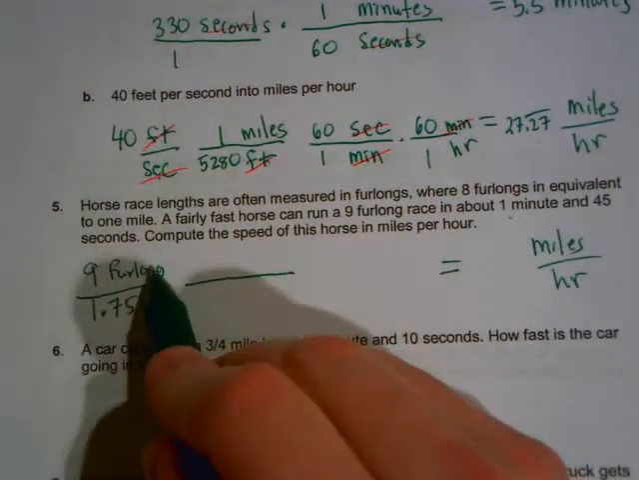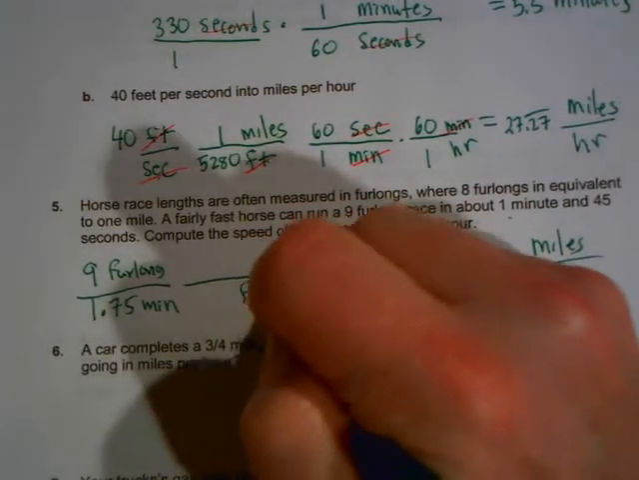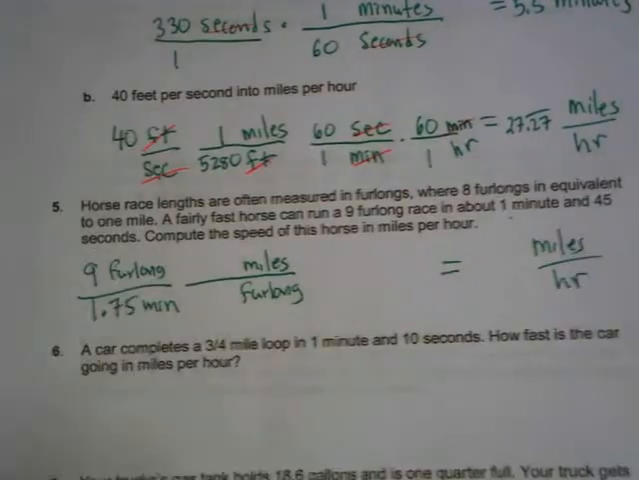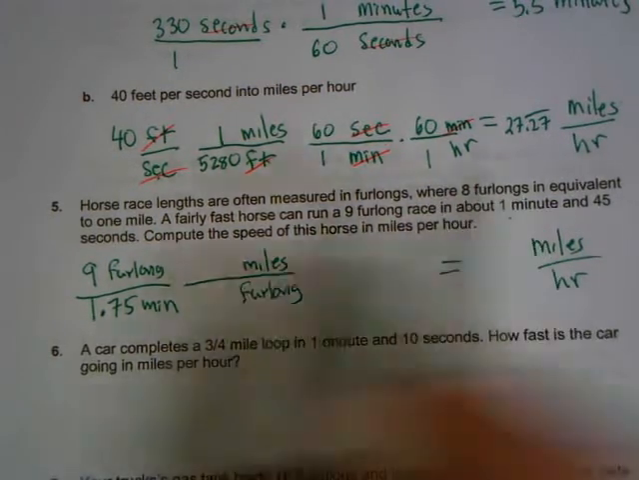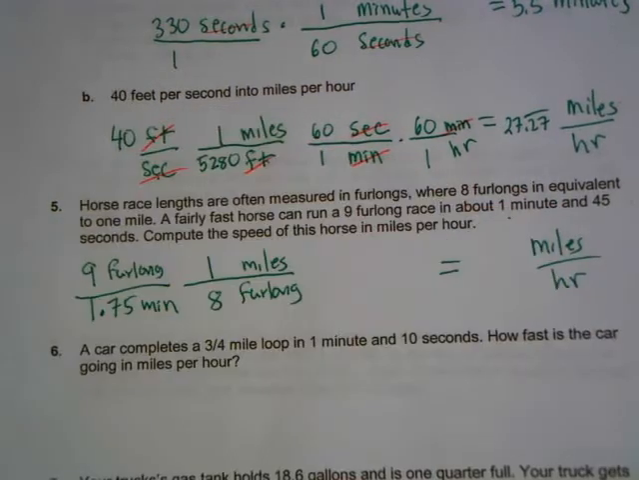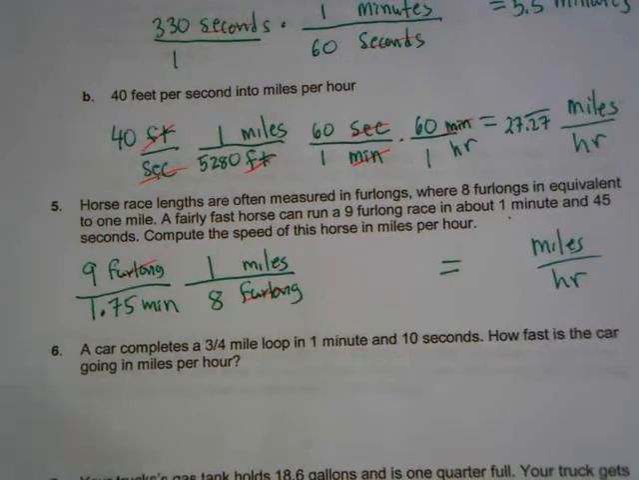If I have furlong on top and I don't want furlong when I get done, that means I need to have furlong on bottom. And when I get done, I'd like to have miles left over. And then I look and it says 8 furlongs is equivalent to 1 mile. So 8 furlongs, 1 mile. Furlongs are gone, and I have miles left.